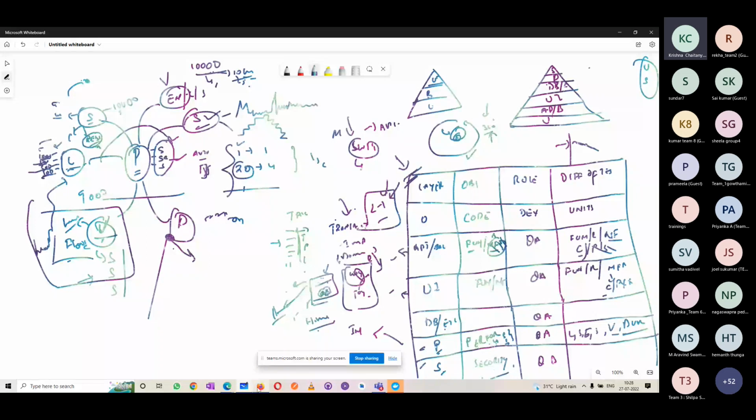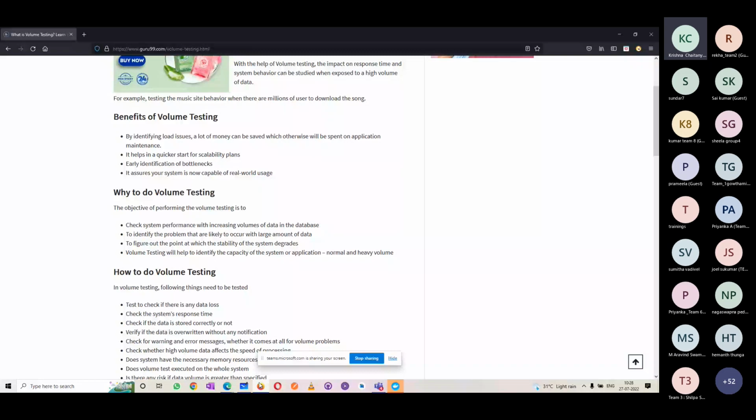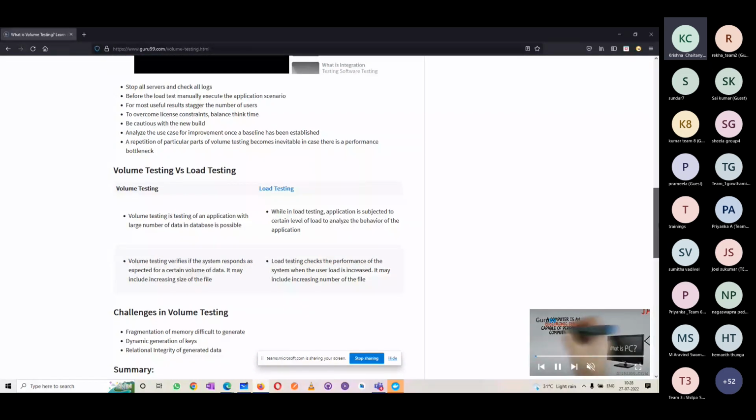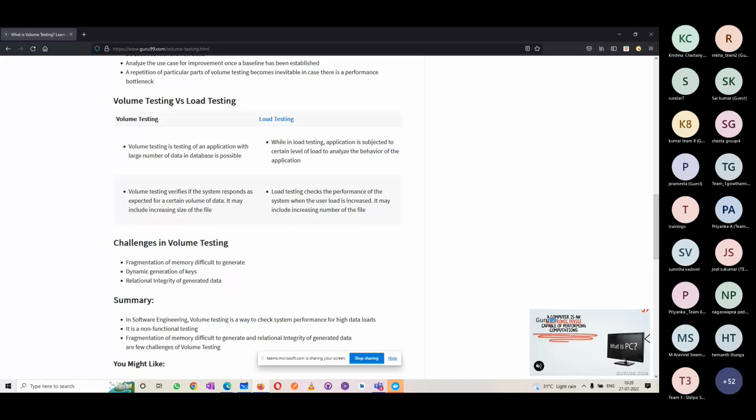Okay, so this would be one of the nice articles. I usually always refer to it when I do volume testing. It gives you the same information. See, I told you, right? Usually, people get confused between volume testing and load testing. So the differences have been given in the video.